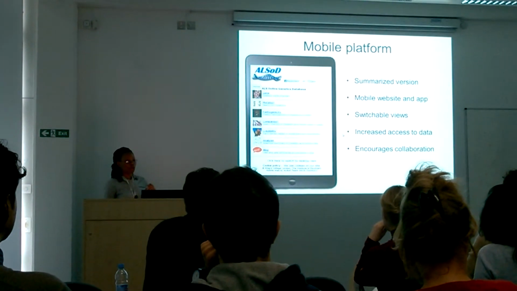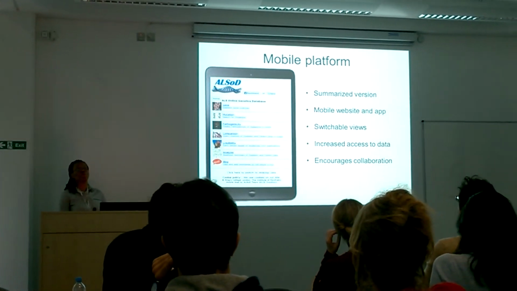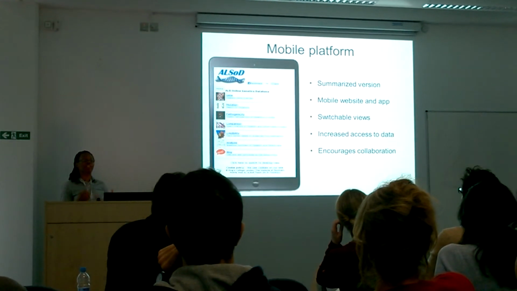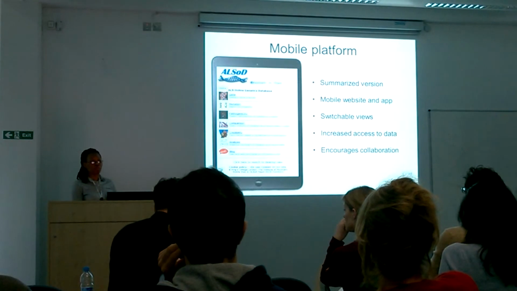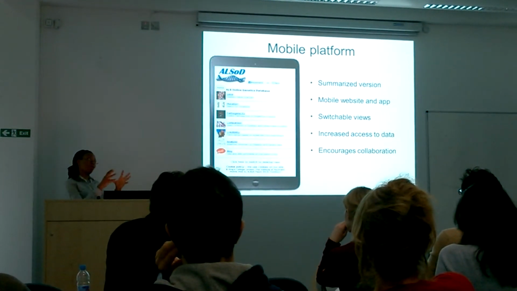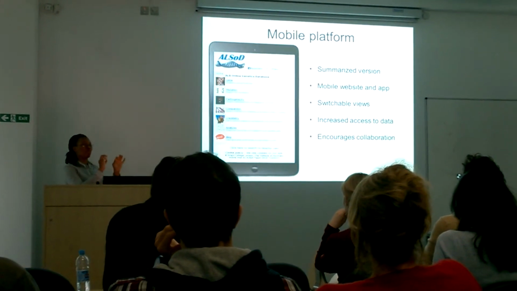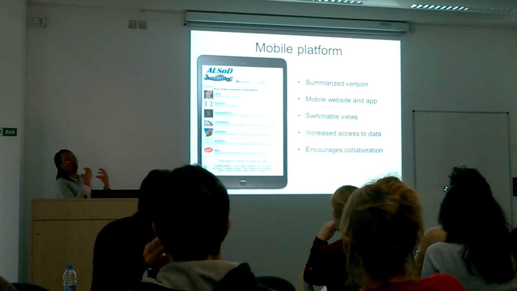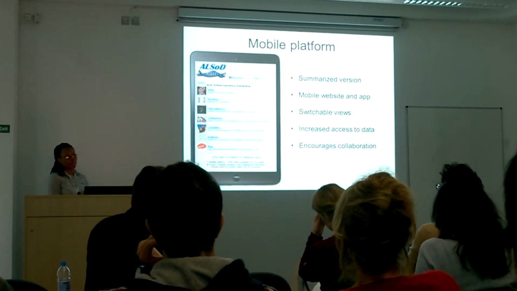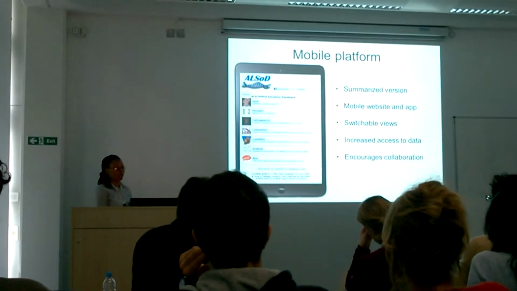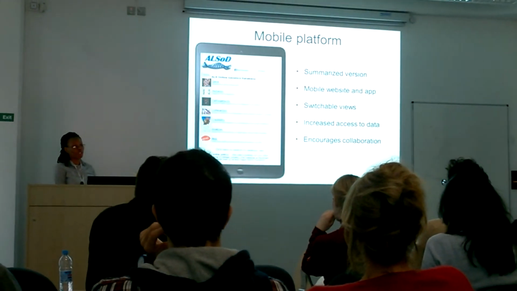Another thing we realized on the ALSoD database is that so many people use mobile devices like phones and tablets to search for information, and it could be too small when you use your phone. If you have to check the full version, it could be very tiny. It's a genetic database, so it's got loads of information. So we had to do a summarized version by creating a mobile platform where you have a summary of the full version.